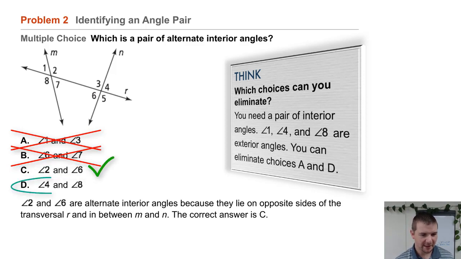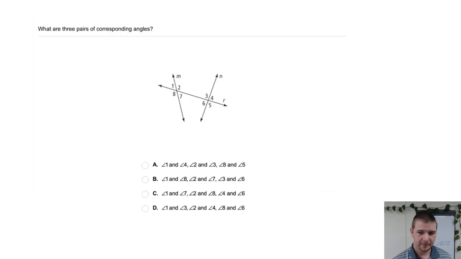Just for good measure, let's check D, angle 4 and angle 8. Those are alternate, but they're both exterior angles. So those would be alternate exterior angles, leaving us with our correct choice of C. Your turn. What are 3 pairs of corresponding angles?